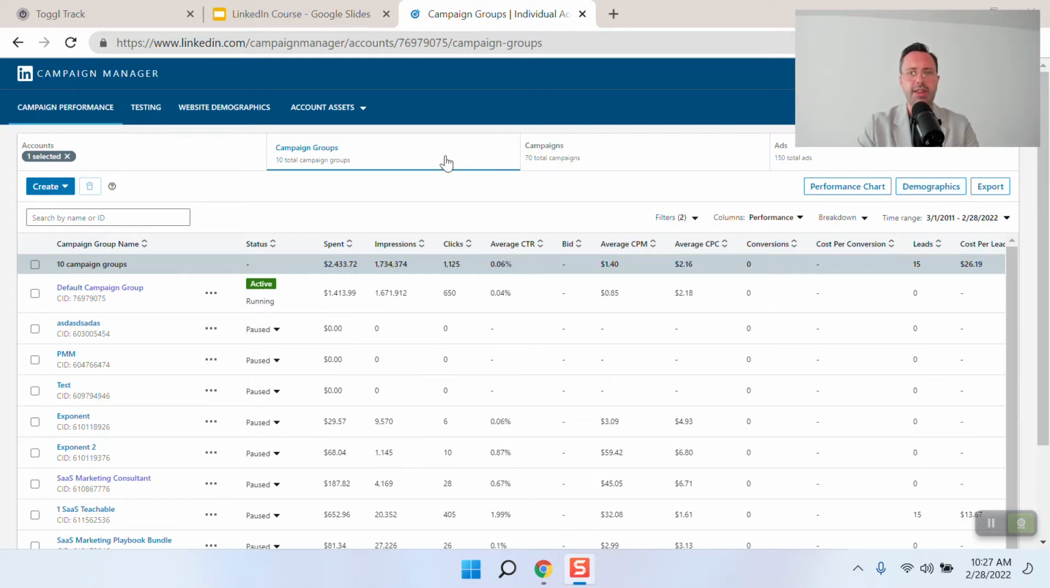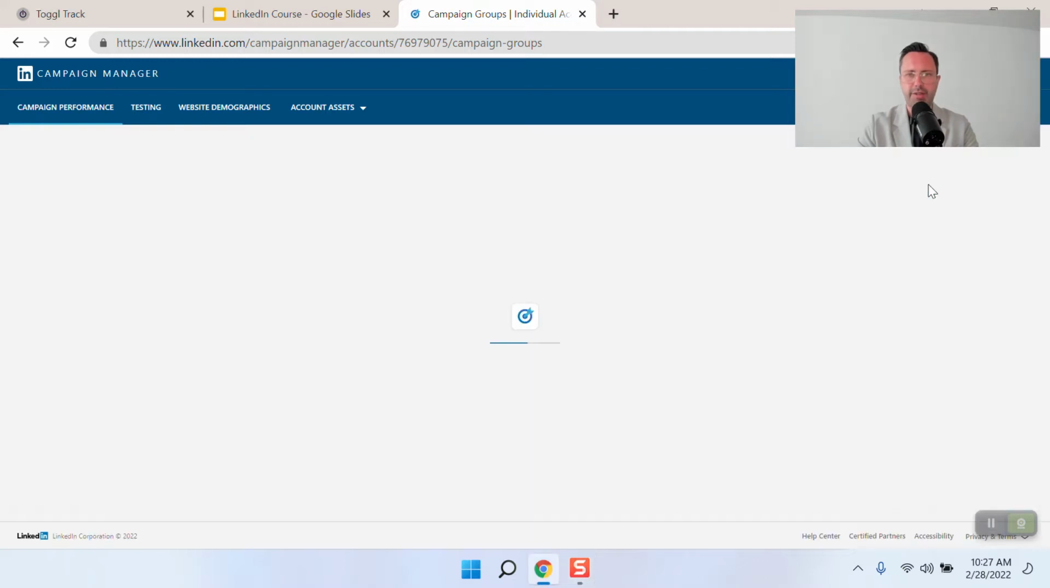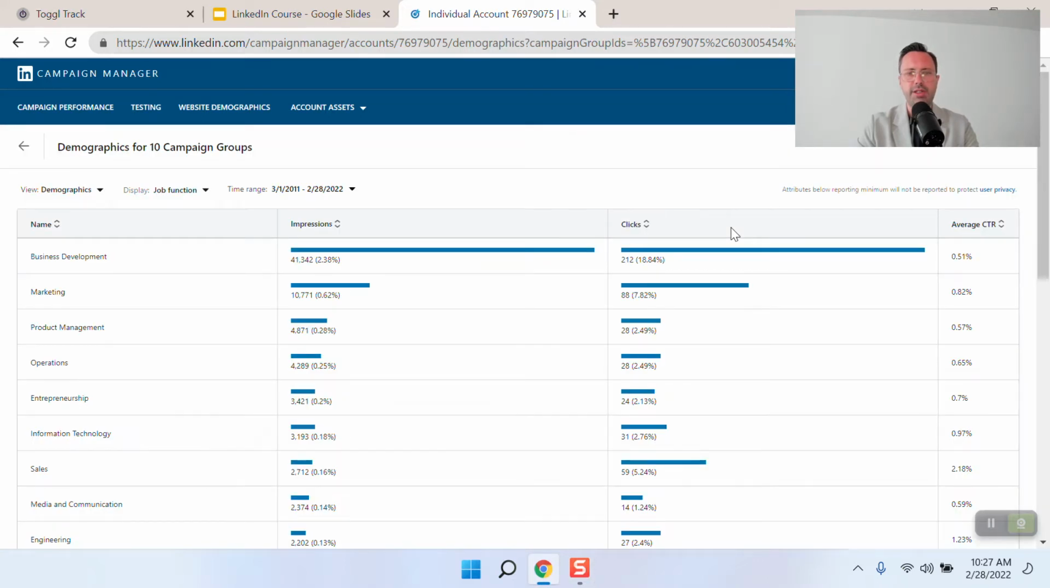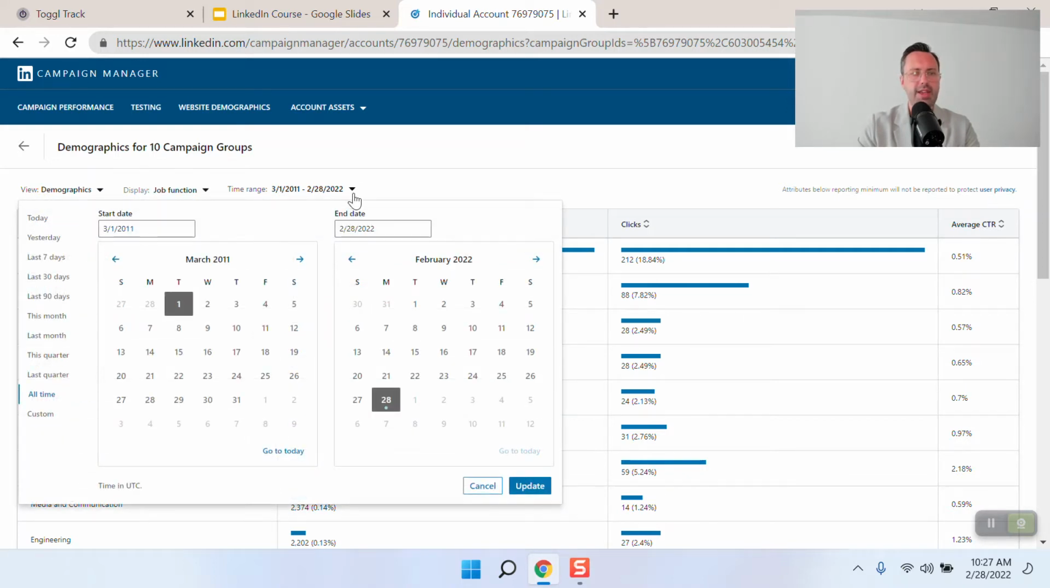So you can do this at the level of all the campaign groups or individual campaigns, whatever you wish. What I'm going to do here is I'm just going to stay with all the campaign groups and select demographics. And what this is going to do is it's going to tell me precisely who is receiving my ads to see if I'm wasting money on people who may not be relevant. So one of the key things here is make sure that you have the right time frame. So I'm just putting all time.